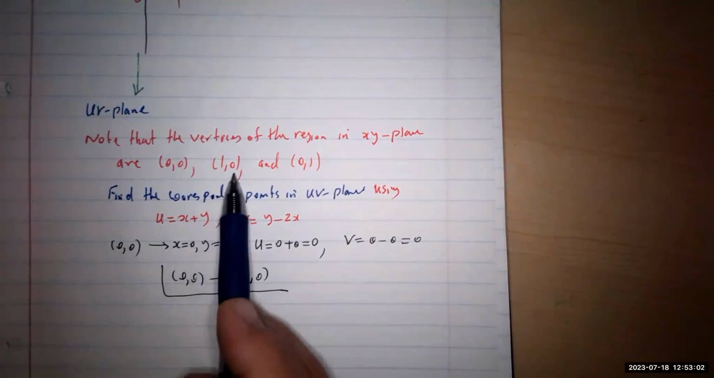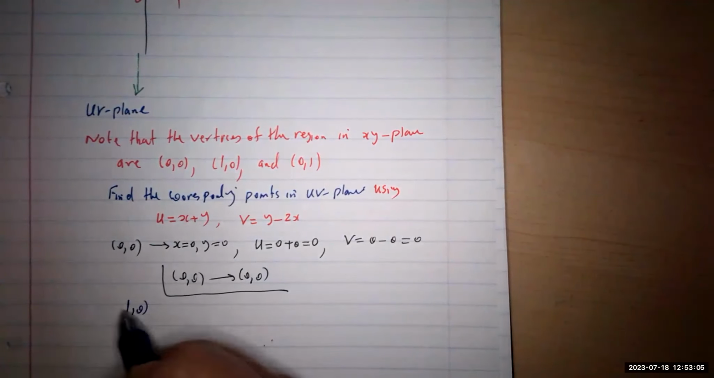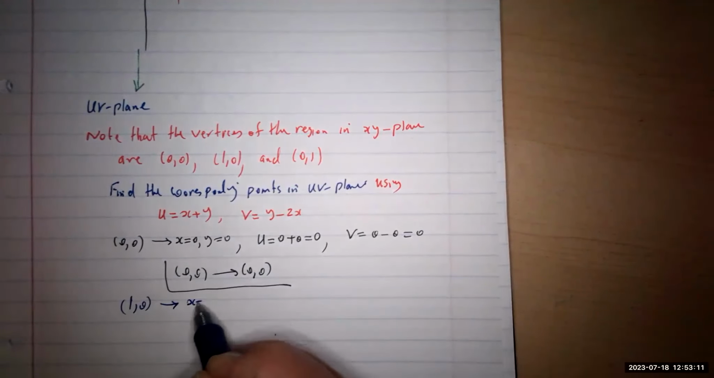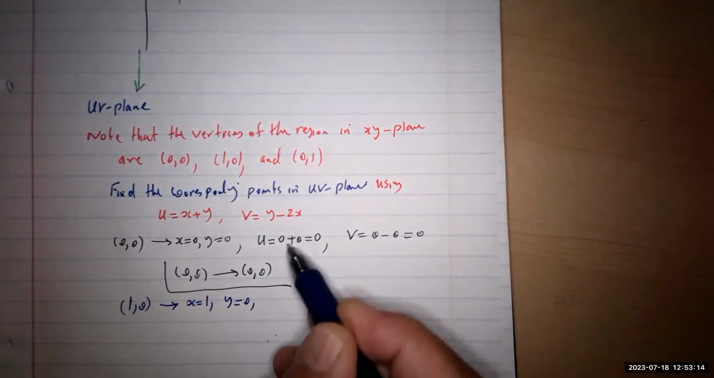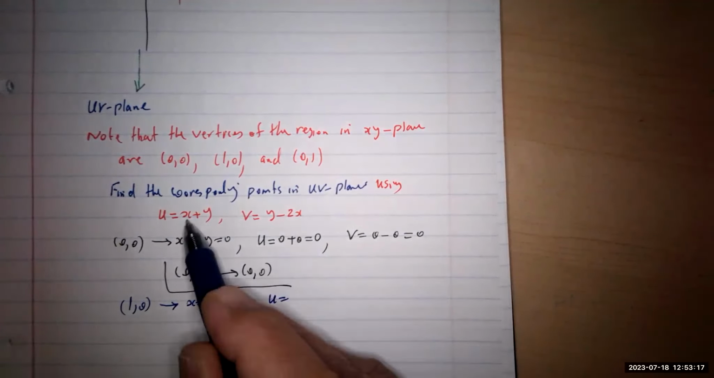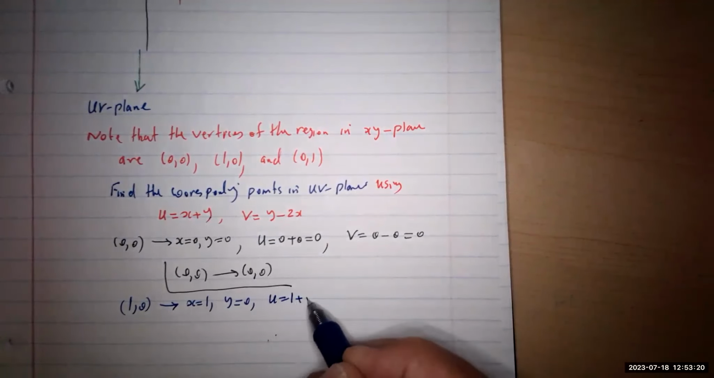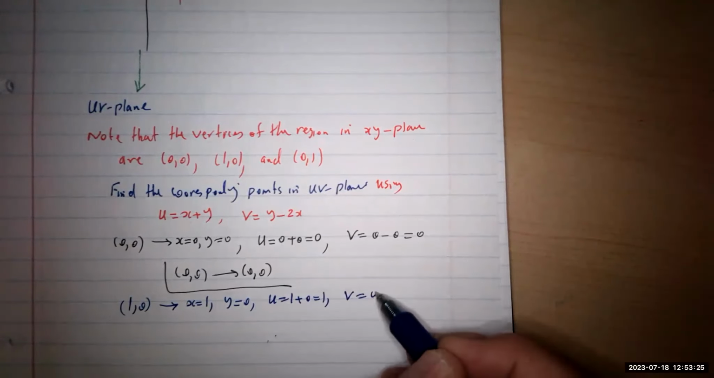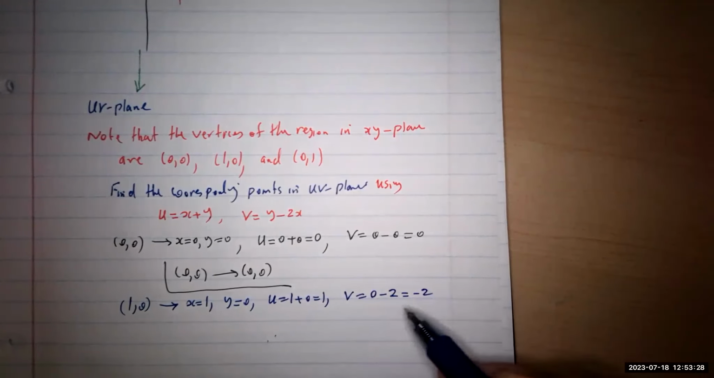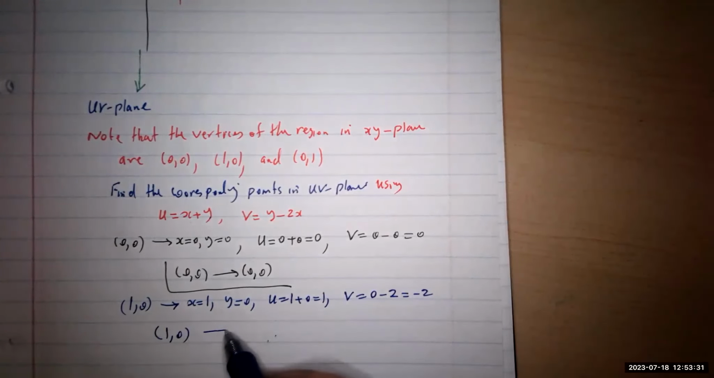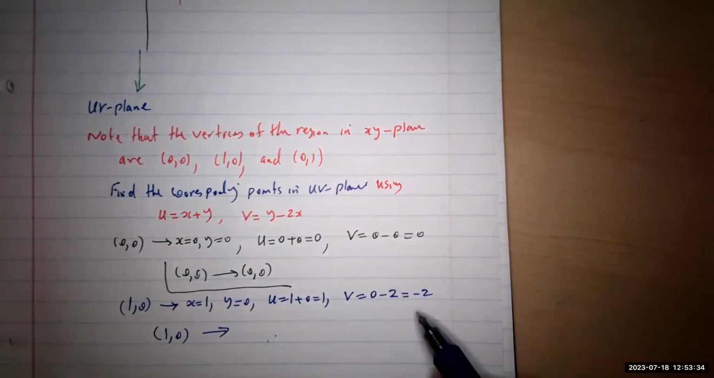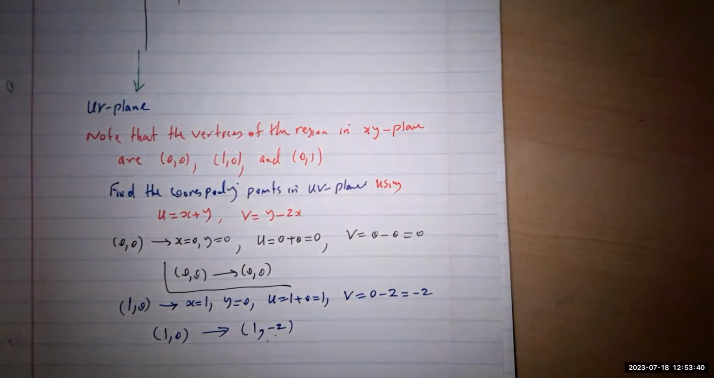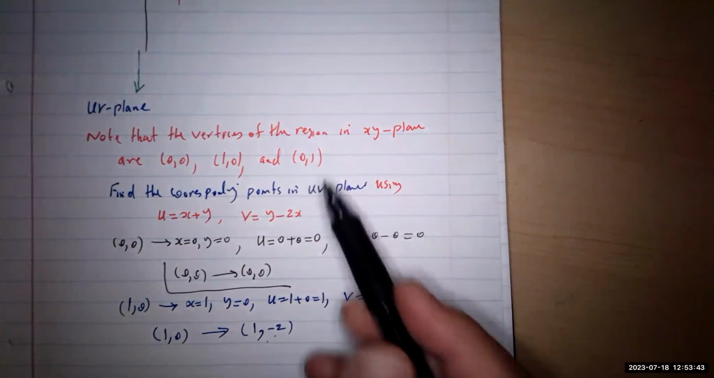The other point is (1, 0). You can do it right away if you don't like to write it down, but I'm going to explain. X is 1, Y is 0. So what's going to be U? U is X plus Y, which is 1 plus 0, equal to 1. And V is Y minus 2X, so 0 minus 2, which gives negative 2. So the point (1, 0) goes to the UV plane as (1, -2).